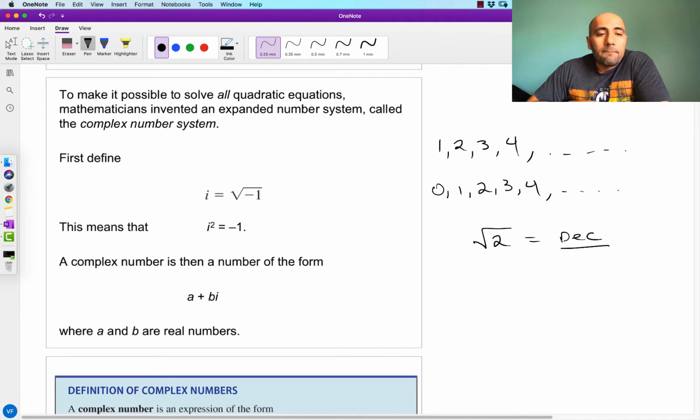So back to this specific case, we wanted to figure out some number, some number such that when you square it, the answer was negative 1. That's what we wanted to find.